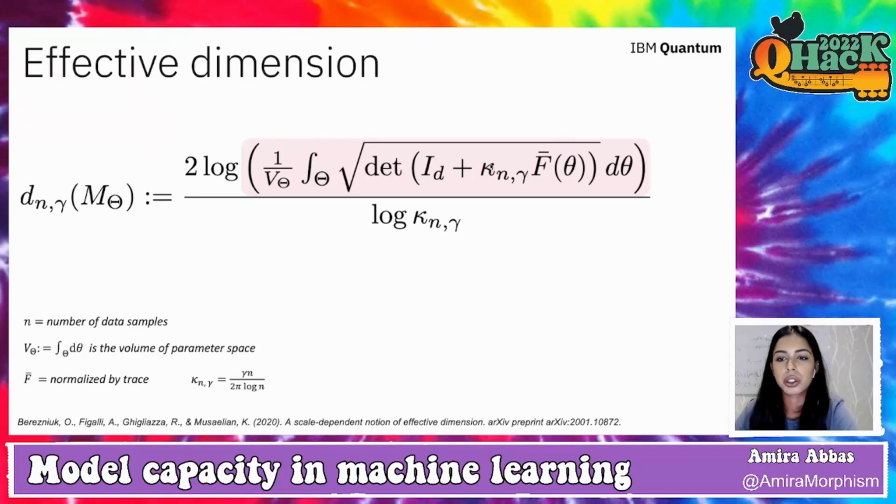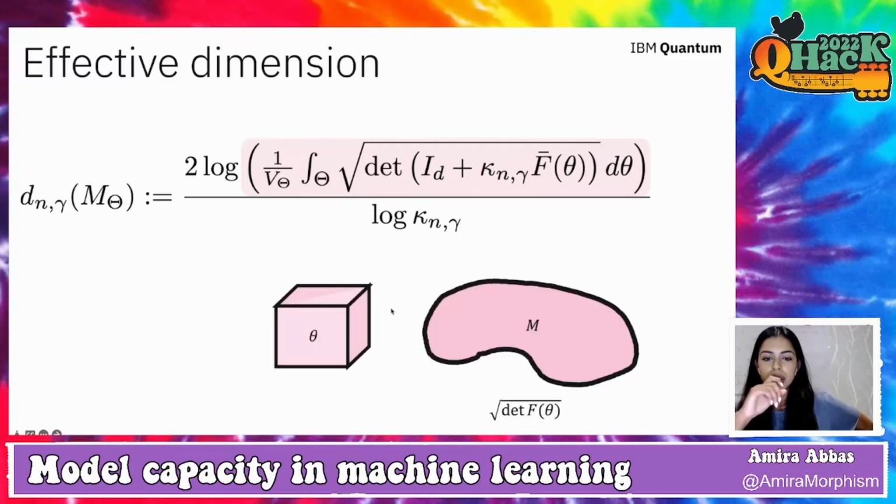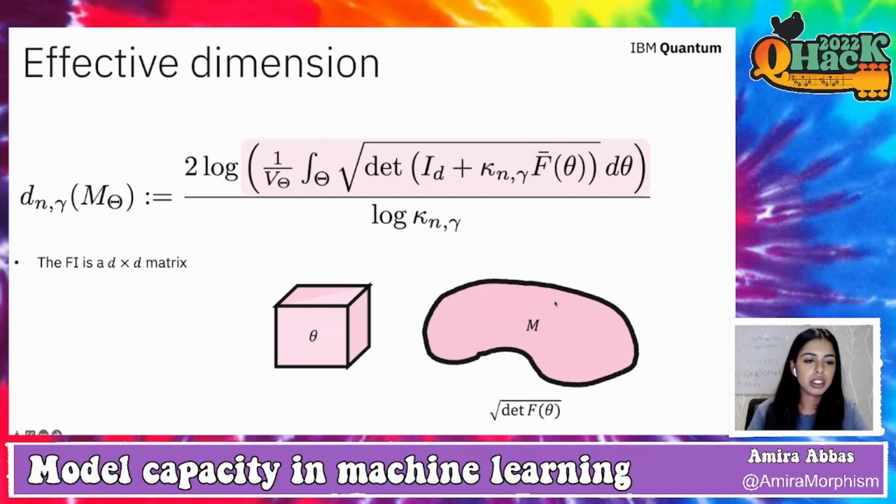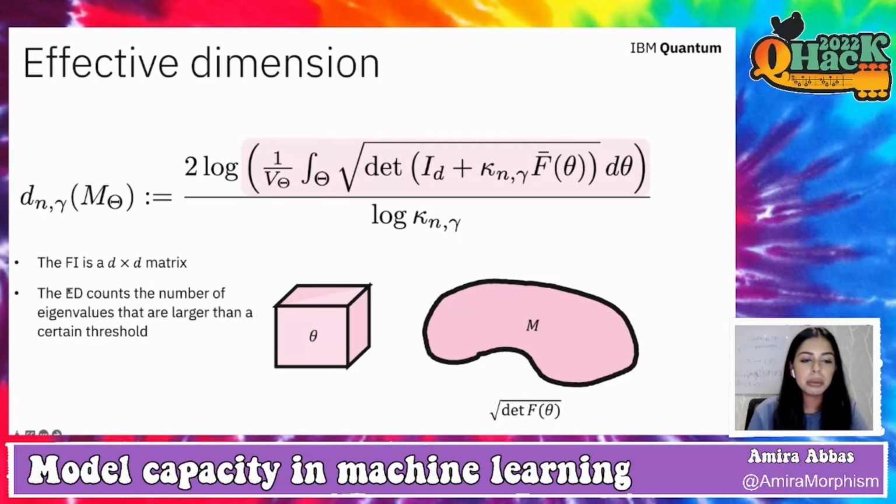on the number of data, and it also controls something that's quite important for the effective dimension. So what is that? Well, if we think about these two spaces, the parameter space and the model space, right? So remember here, square root of the determinant of the Fisher gives us an idea of volume. All the effective dimension is doing is it's saying, okay, the Fisher information is important. It's a D by D matrix, right? So for one parameter set, we get one Fisher information. This is a D by D matrix where D is the number of parameters in your model. The effective dimension is simply counting the number of eigenvalues that are larger than a certain threshold.